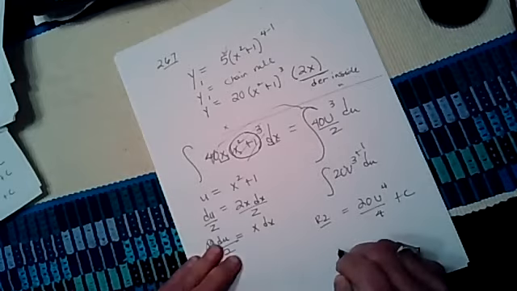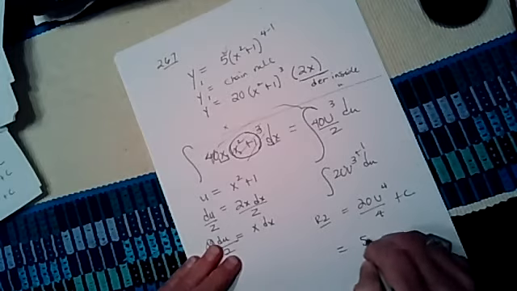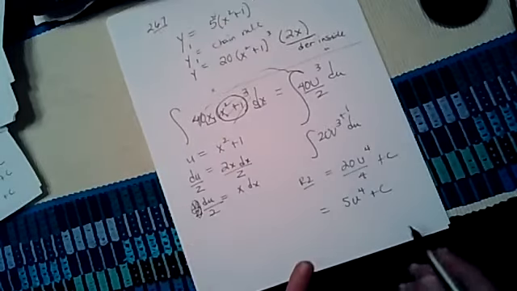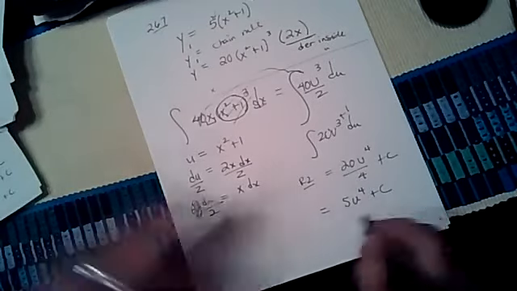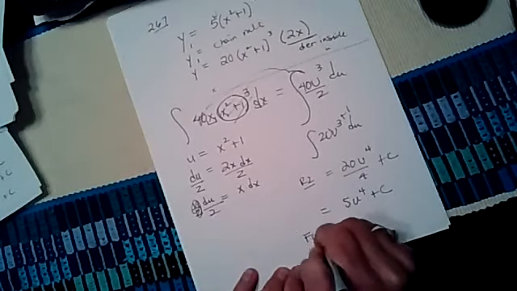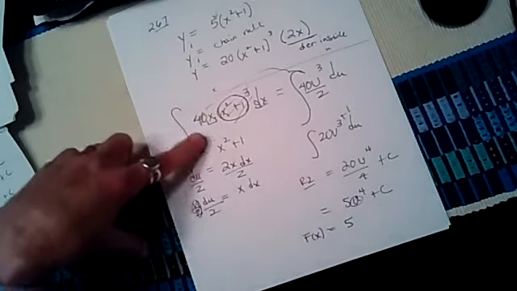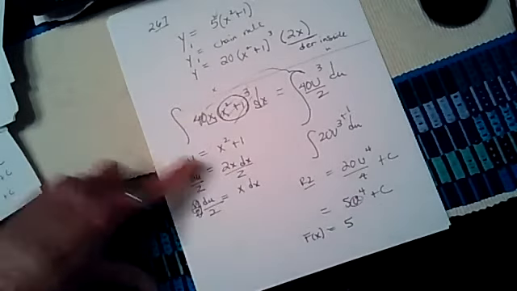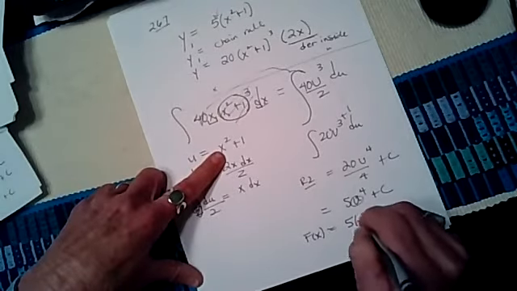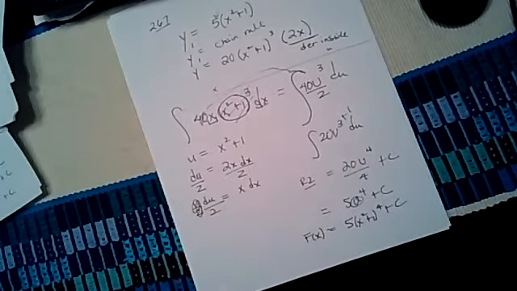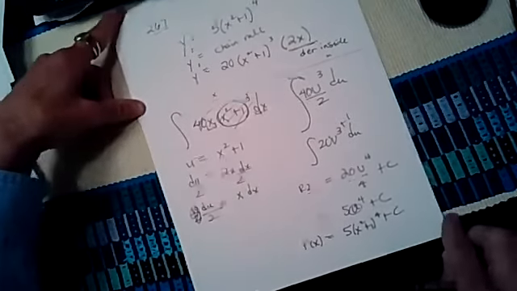And so that is 5u to the 4th plus c. But how do I get it back in terms of x, back in terms of my original function? Then what is u? It's 5 times x squared plus 1 to the 4th power plus c. And you can see that's where I started off.